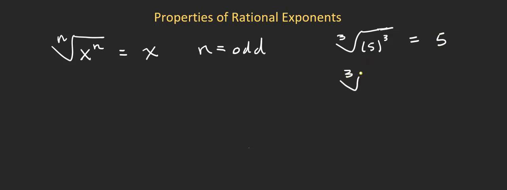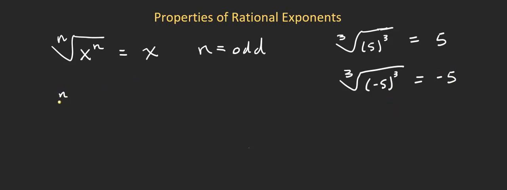Also, when you have the cube root of quantity -5 to the third, now you've got to be careful here. What is x? x is -5. And you also have 3 -5s. So when you take it out, it will be -5.